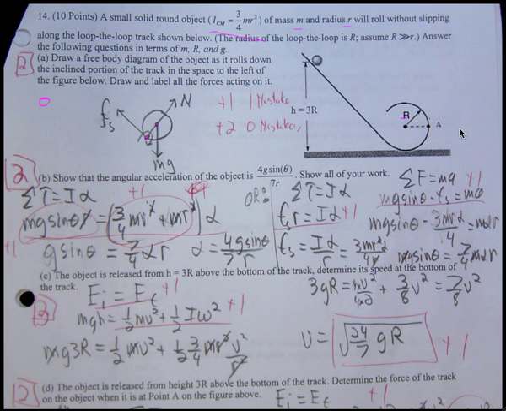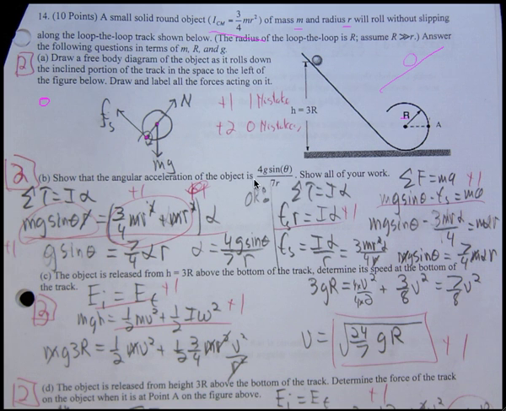And one mistake more than a few people made is they drew what it would be like if the ramp was tilted this way. And that's a mistake. It's not tilted this way. And so this is the free body diagram. The normal force has to go up and to your right.